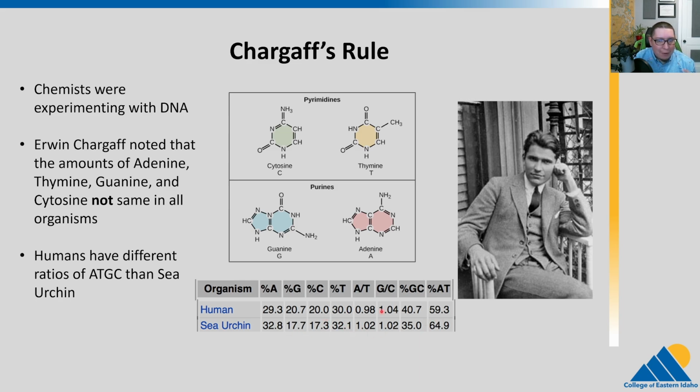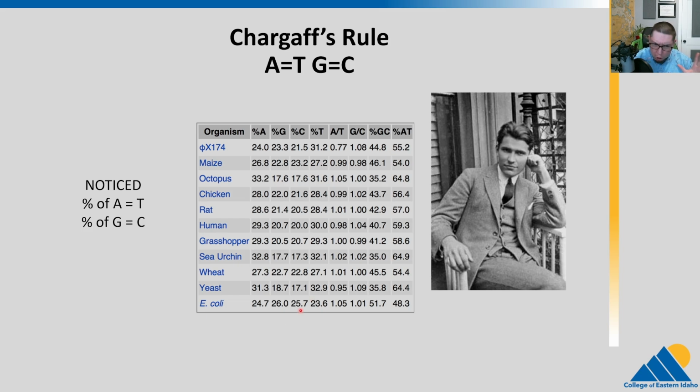They're still useful. He noted that there was 29% A in the human genome and 32.8% in sea urchin DNA. 20.7% G and only 17.7% G in the sea urchin. Okay, that's something. What does it mean? Well, it didn't mean much until he noticed that regardless of where he got the DNA from, if you look in that species, the percentage of A is generally equal to the percentage of T.